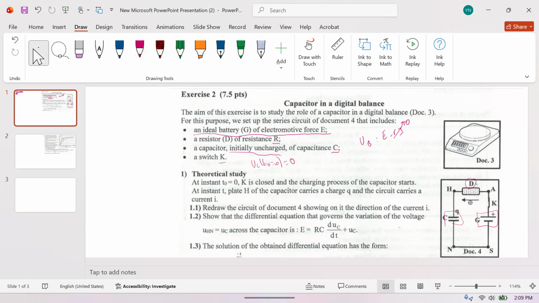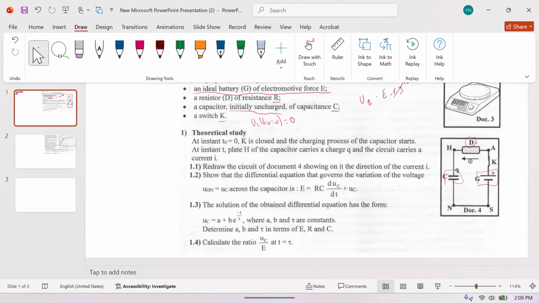Now, part 1 is a theoretical study, as I expected. We have to redraw the circuit of document 4 showing the direction of the current. That is really easy. We all know that the current is flowing from the positive pole. This is the conventional direction that we chose, from the positive pole all the way back to the negative pole. So you redraw the figure and you just show the direction of the current.